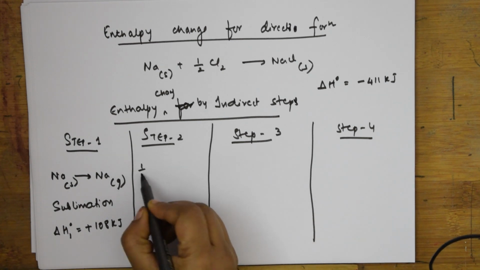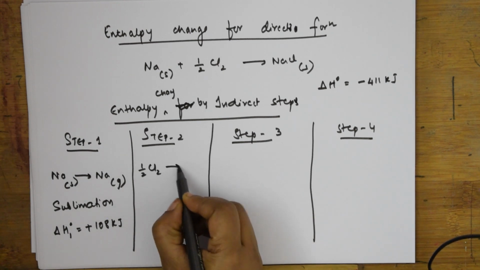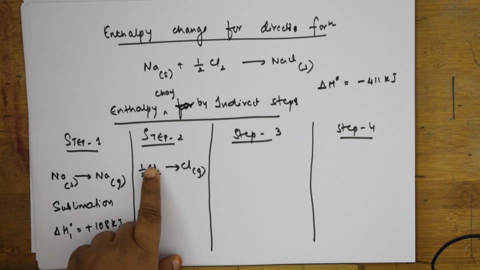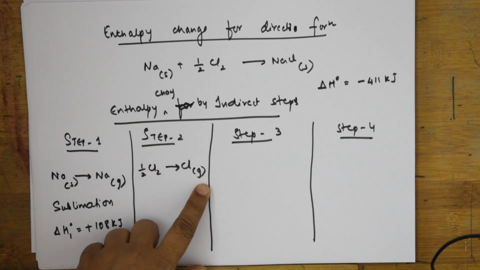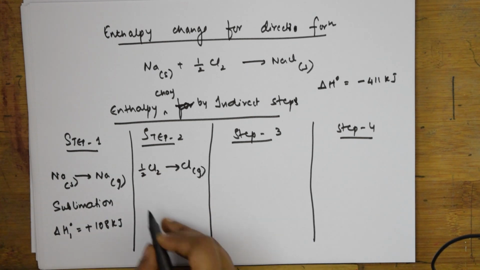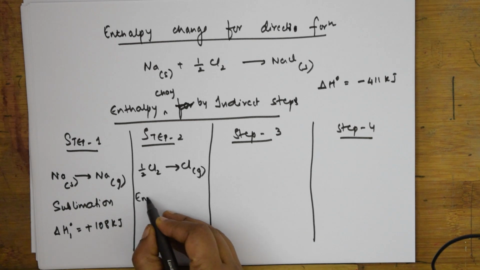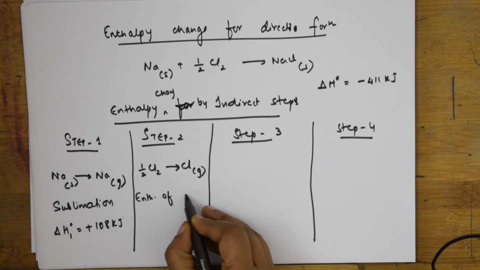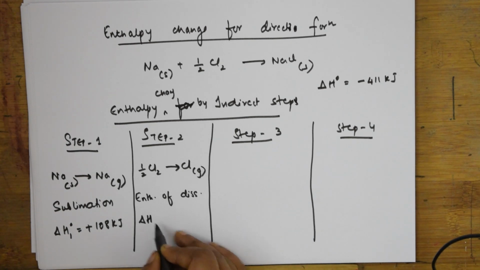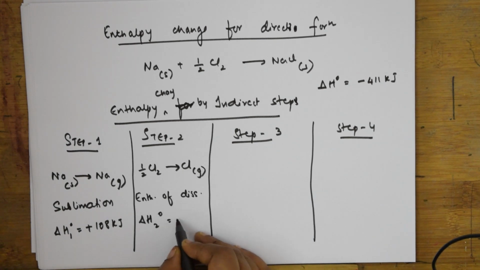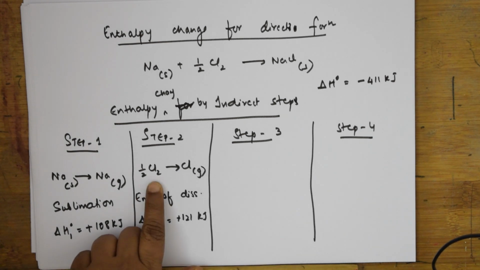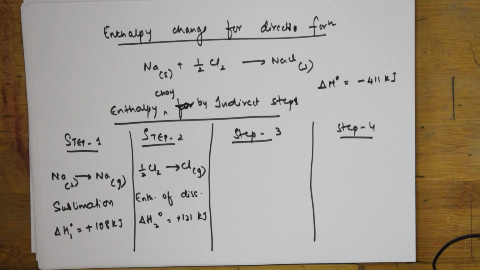Half chlorine molecule, here it's getting dissociated into chlorine atom, gaseous atom. So the dissociation of chlorine molecule into chlorine atom, what is this called? Enthalpy of dissociation. So we will write it as enthalpy of dissociation. Let us denote this as delta H2, which is equal to 121 kilojoules. The molecule is dissociating into atoms.